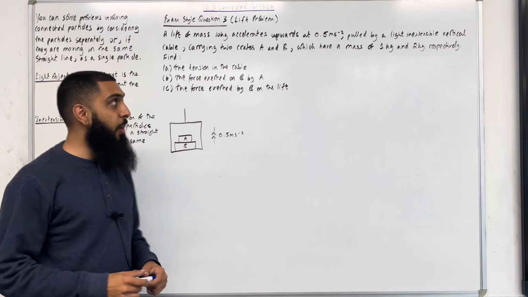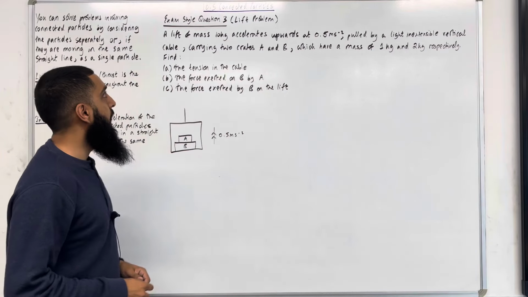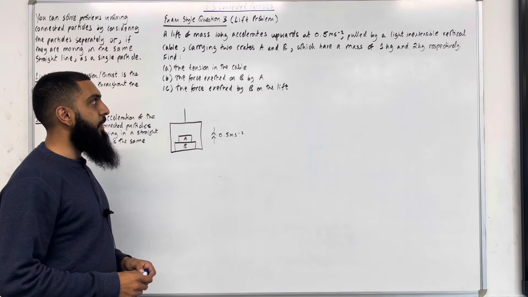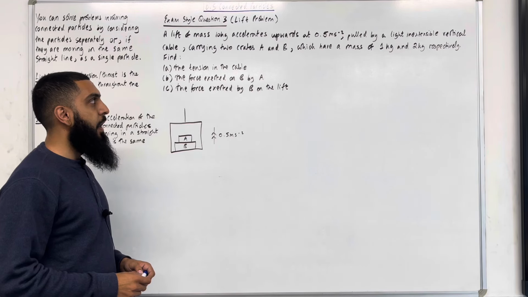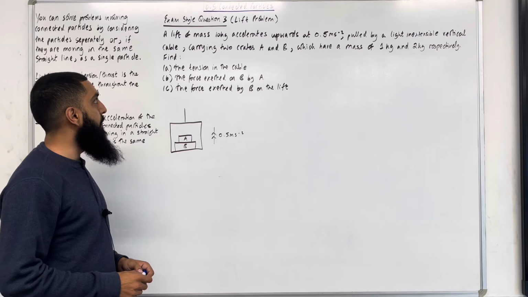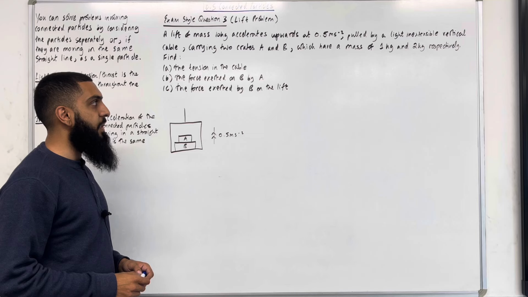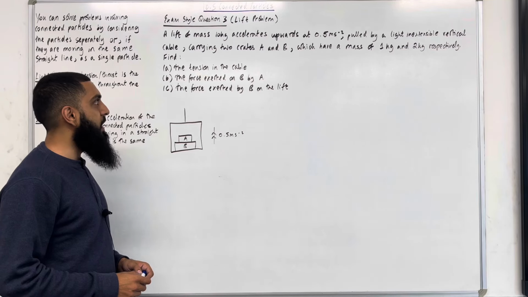Ladies and gents, I'm now going to look at a lift problem. Exam style question 3. A lift of mass 10 kg accelerates upwards at 0.5 meters per second squared, pulled by a light and inextensible vertical cable, carrying two crates A and B, which have a mass of 1 kg and 2 kg respectively. Find part A, the tension in the cable.